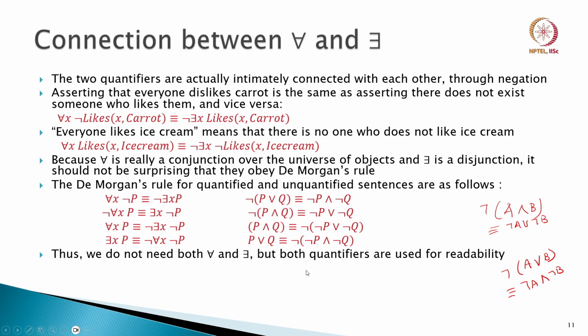So we can see that we don't really need both these quantifiers. With just one of the quantifiers, for example, if we have the universal quantifier, we can also represent the existential quantifier part. But for the sake of readability, making it easier to understand a better way of expressing things, it's good to have both quantifiers, and so both quantifiers are basically being used here.